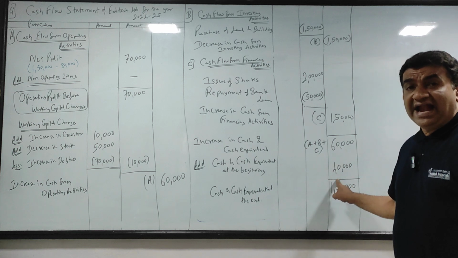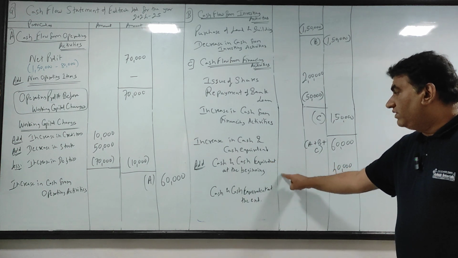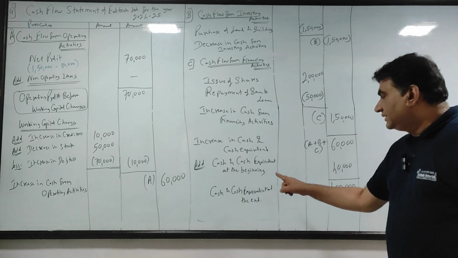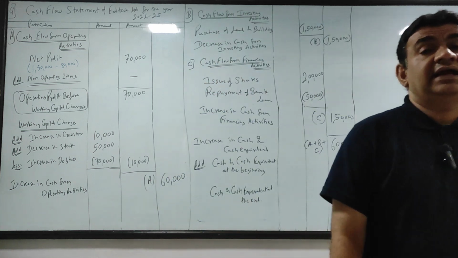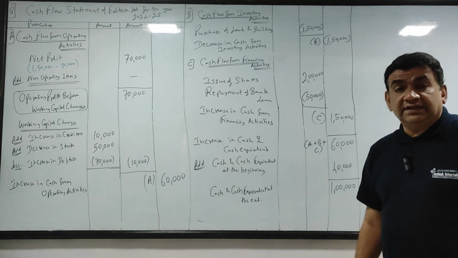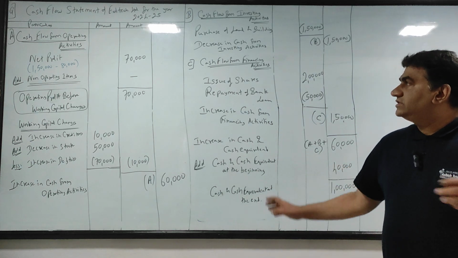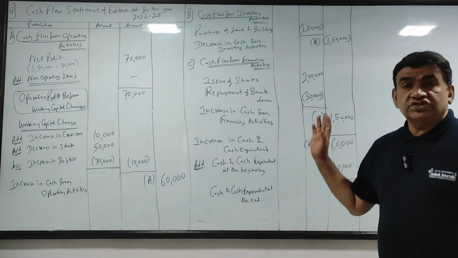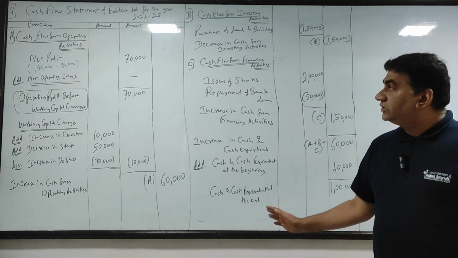To this, add cash balance opening. So add cash and cash equivalent at the beginning. So 60 plus 40 gives you 1 lakh. That will be your cash and cash equivalent at the end. Cash and cash equivalent at the end. Clear with this, guys? So this was the cash flow statement. I hope the concept is clear.